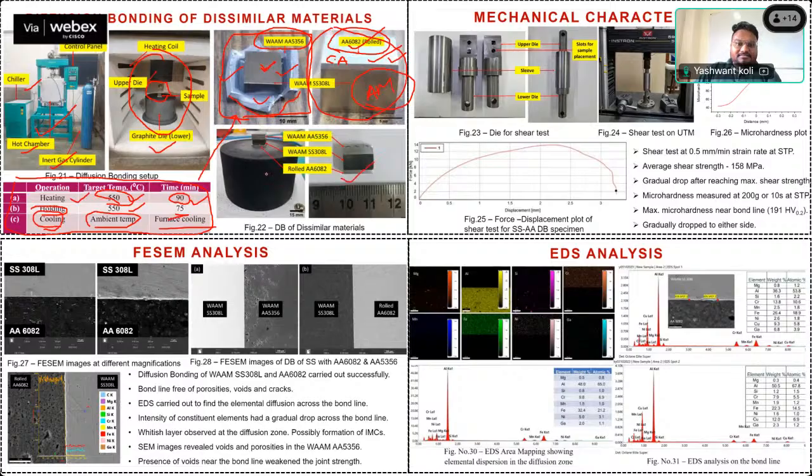So this is the trimetallic, like aluminum 5356, SS308L and 6082. So this we have just tested. So this was not important, only this sample was very good.